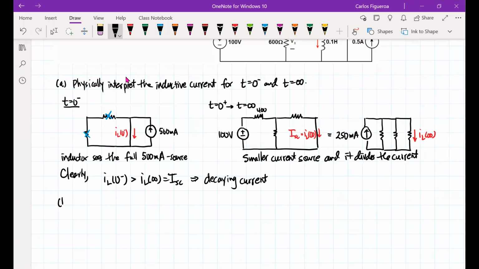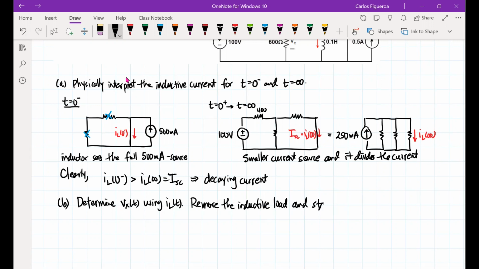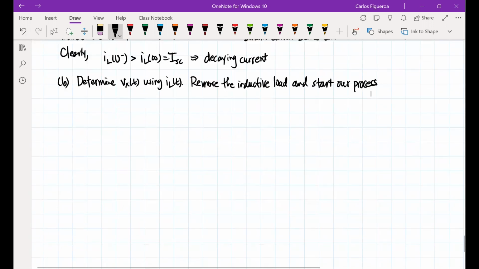Okay, now let's go to where we need to go. So now we want to determine Vx of t using IL of t. As always here, I'm going to have to remove the inductive load and start our process. So here we go. Let me bring this all the way up here.